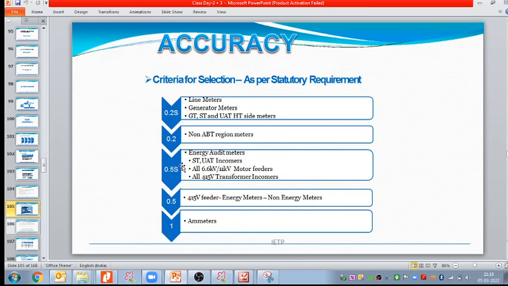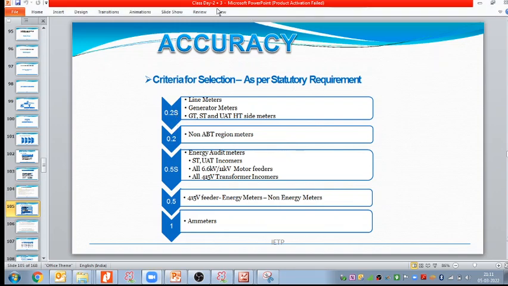And now we can discuss the difference between 0.2 and 0.2 S, 0.5 and 0.5 S. That is a very important point, because during interviews this is a favorite question: what is the difference between 0.2 and 0.2 S class CT and 0.5 and 0.5 S class CT. Anyone have an idea about this? What is the S meaning here?